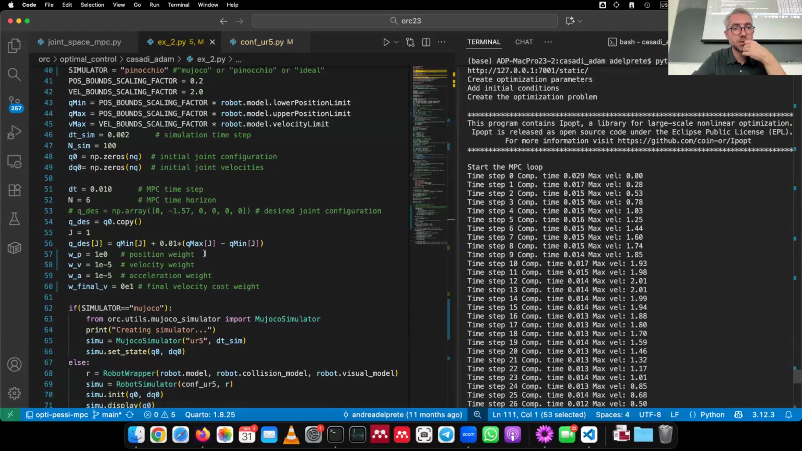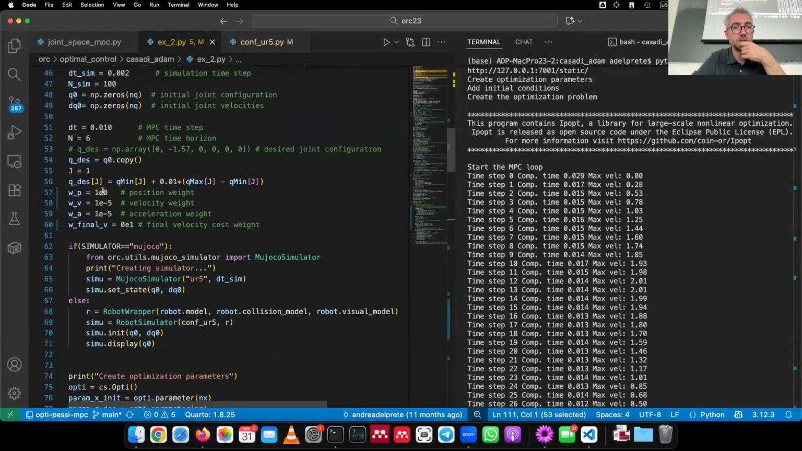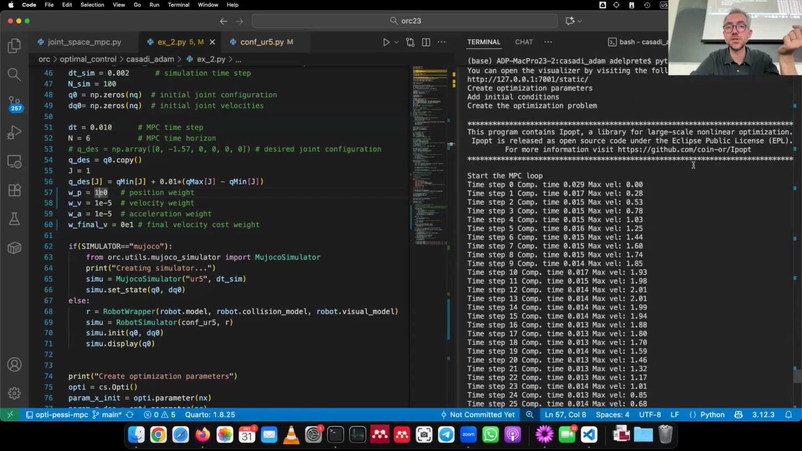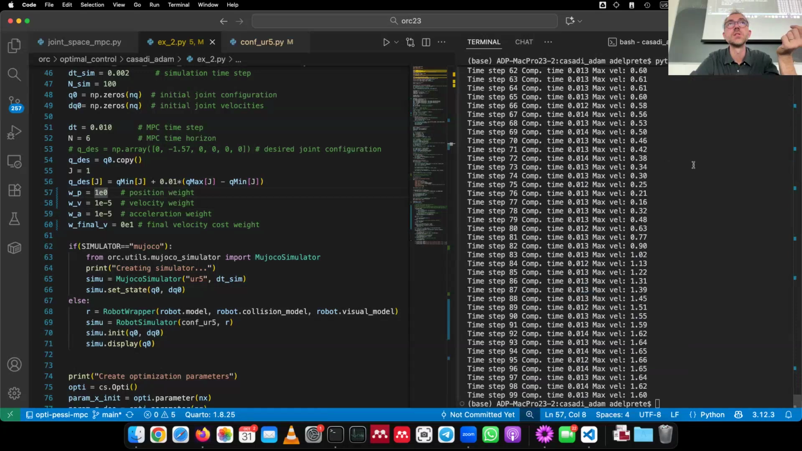So with the modifications I just did, decreasing the position weight and adding some velocity weight, so penalizing the velocities a bit with the running cost and penalizing the position error a bit less in the running cost, I stopped having a problem with the constraint violation. However, I didn't reach the target, because you see that I never got the print that the target was reached.